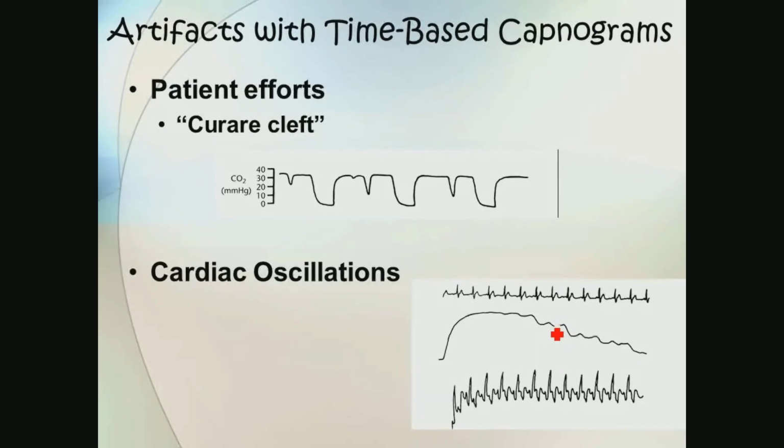Cardiac oscillations can also cause a little bit of an artifact just because, especially with a higher blood pressure, you're having that pulsation being sent. It can actually be picked up on the end tidal CO2 waveform, and you can see how it's kind of in sync with the EKG in the process.